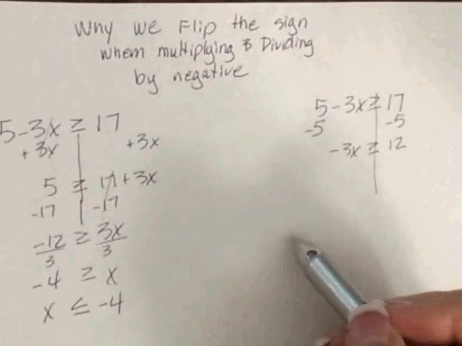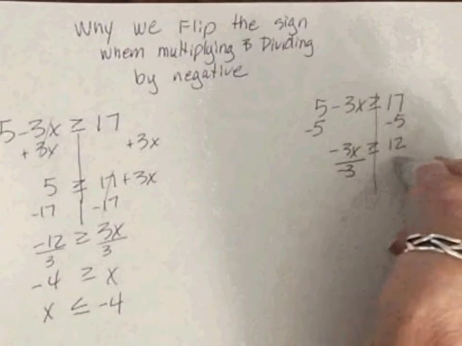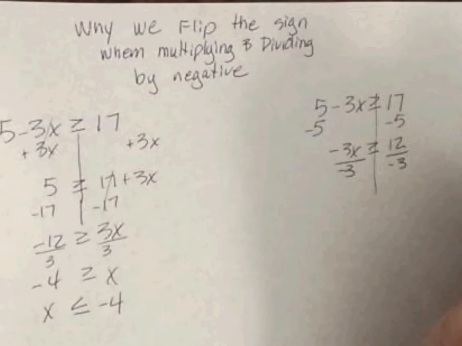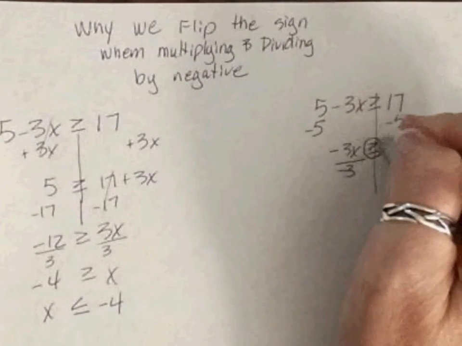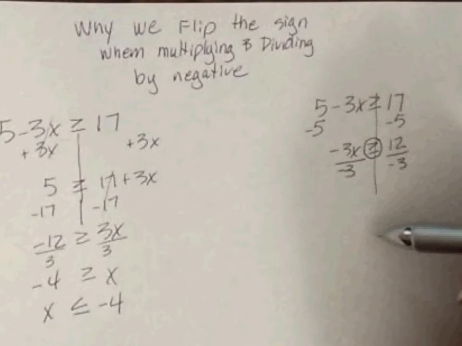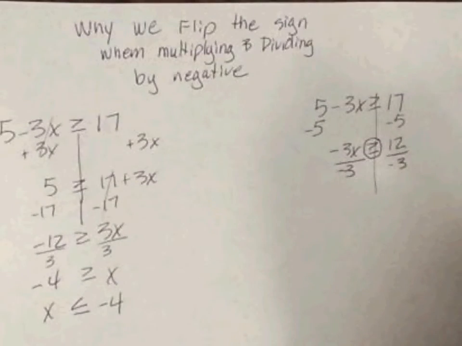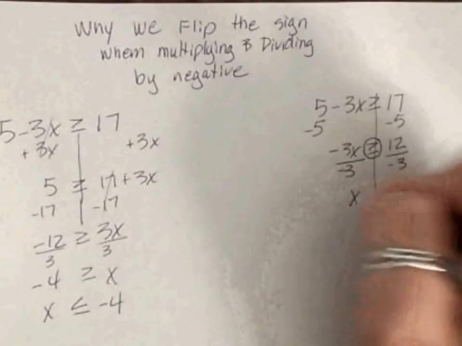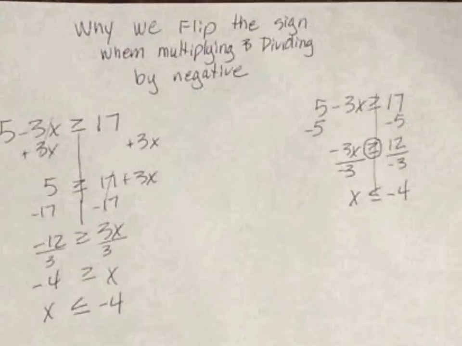I want to know what 1x is, not what negative 3x is. So I'm going to divide by negative 3 on both sides. When I divide or multiply by a negative, I always circle my sign as a reminder when I go down to the next step that I need to flip it. So negative 3 over negative 3 is 1. So x is less than or equal to negative 4.